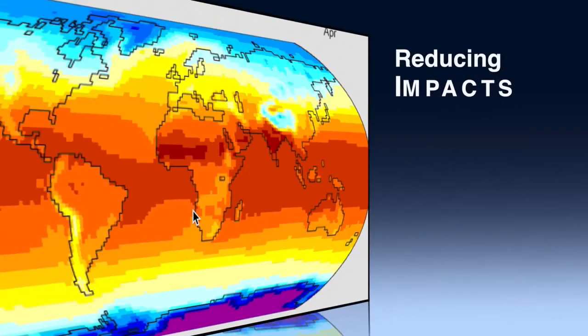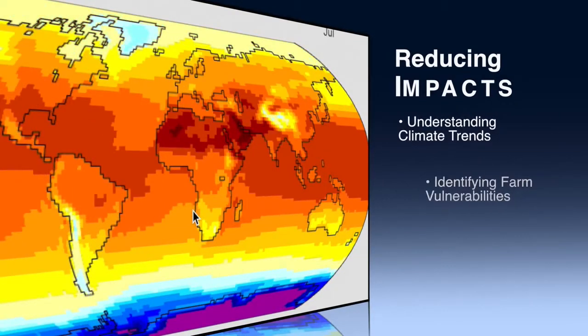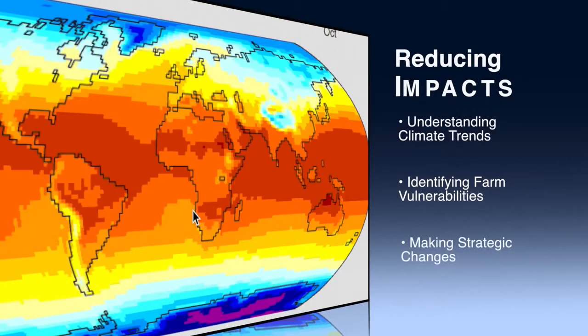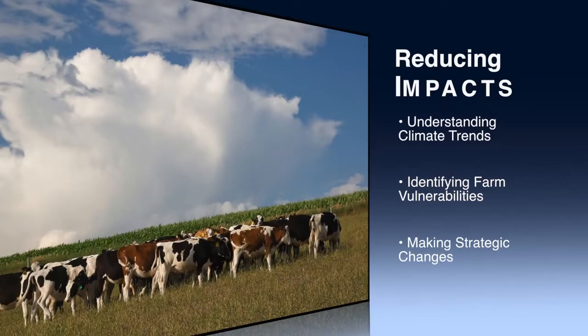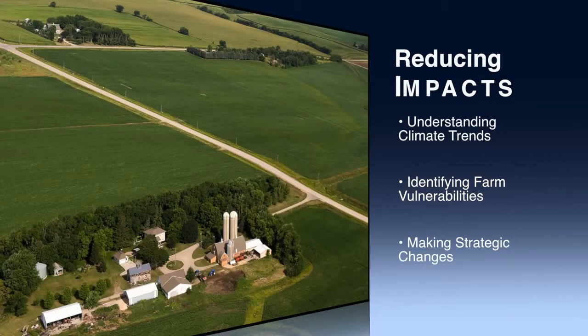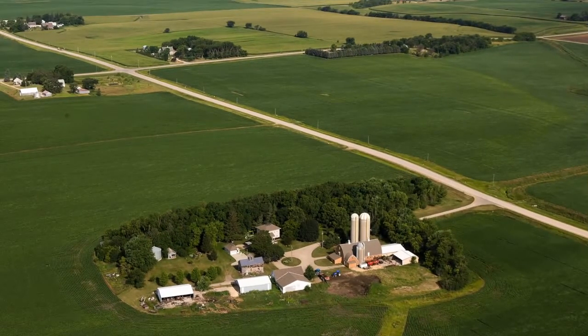Reducing these impacts requires three things: understanding local, regional, national, and international climate trends, identifying farm-specific vulnerabilities to these trends, and making strategic changes on the farm to minimize these impacts. This lecture presents an overview of some of the climate impacts, but more importantly, describes a systematic approach to identifying the impacts or assessing farm vulnerability to these climate changes.